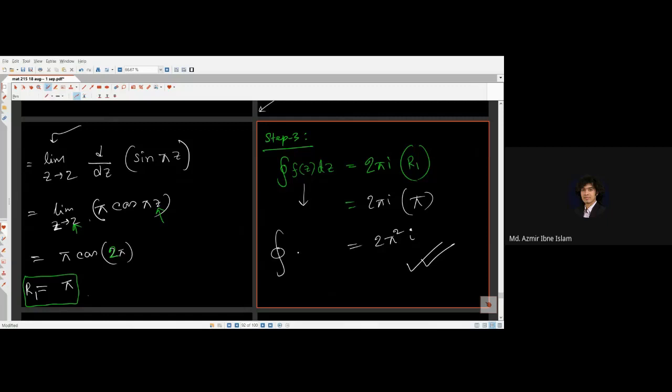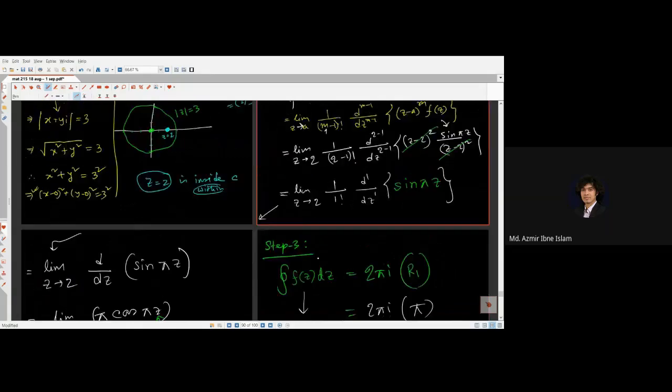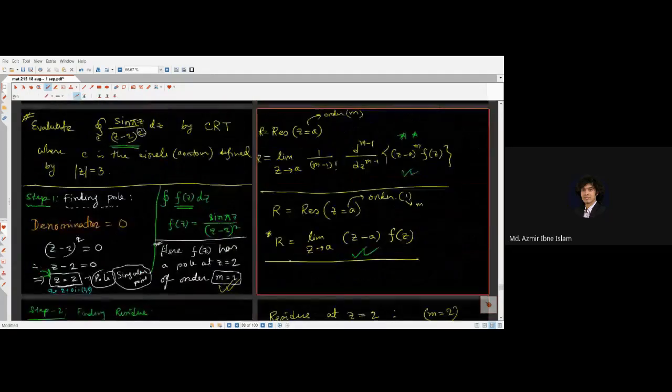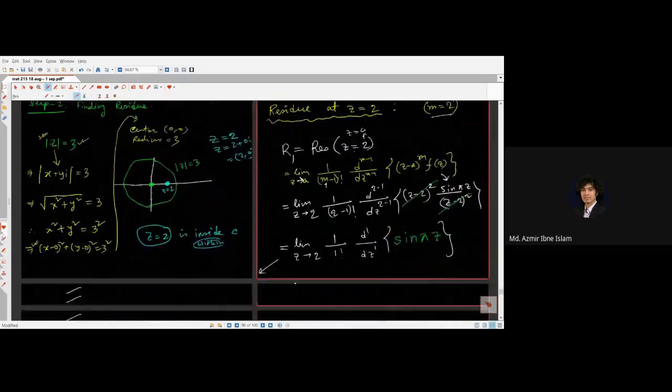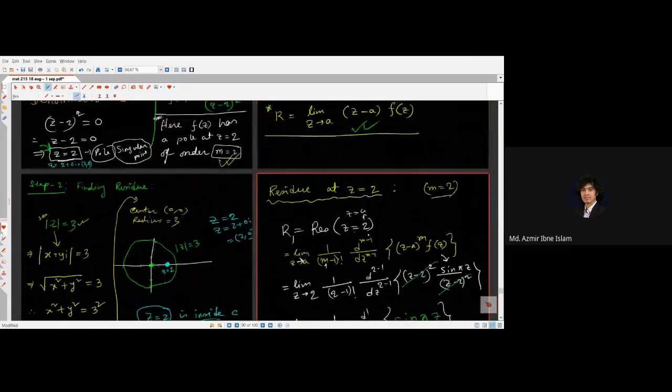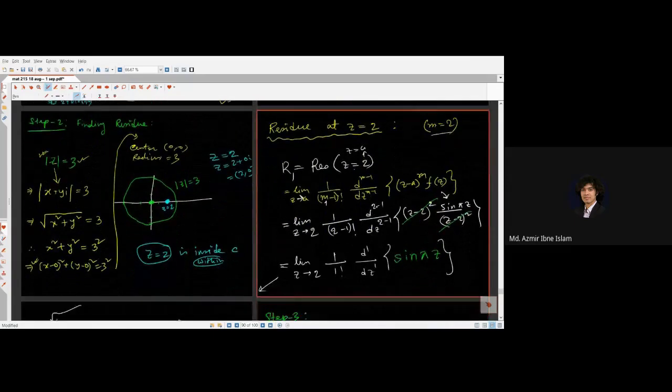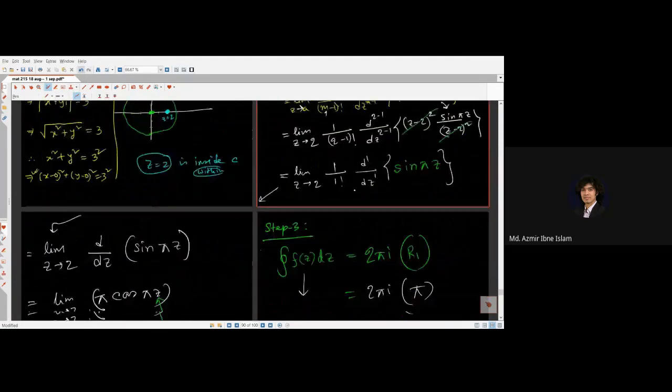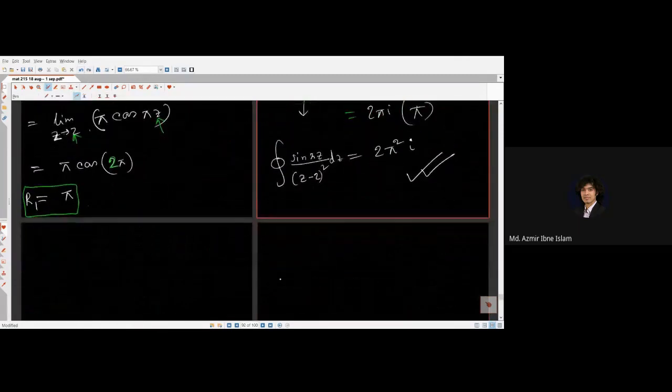The integral of sine pi z over (z minus 2) squared dz. So we have found the result. Is that okay? Yes, sir. In the last consultation we worked just with a simple pole, and now we have worked with the general case, where m is now 2. I hope you have understood this problem also.